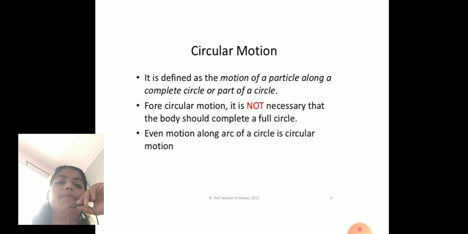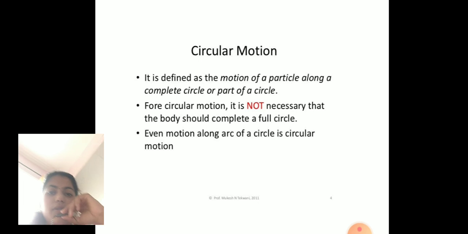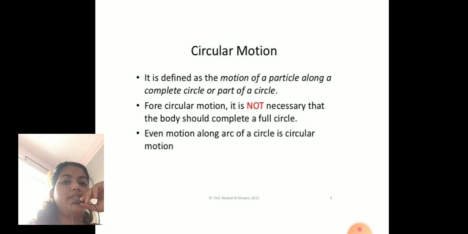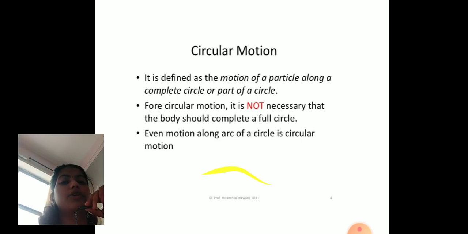Arc of the circle. An arc is a part or some part of the circle. So when a body is performing motion along an arc of the circle, in a small part of the circle, we also call it circular motion.